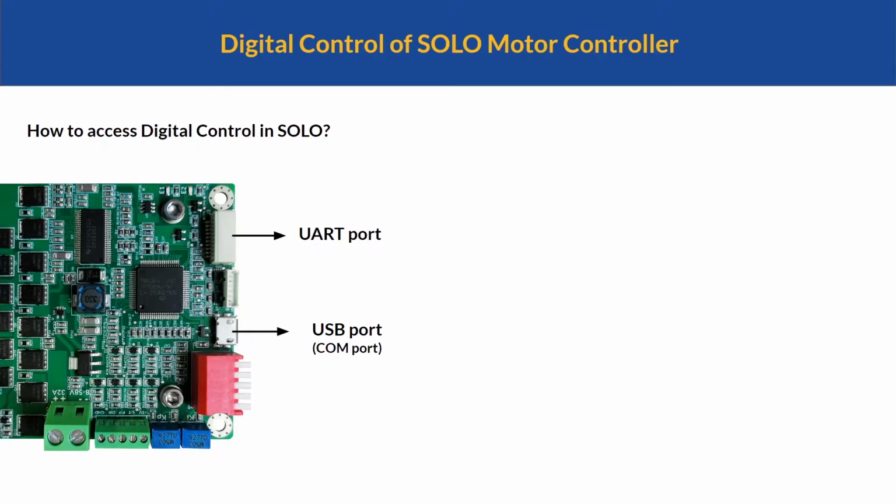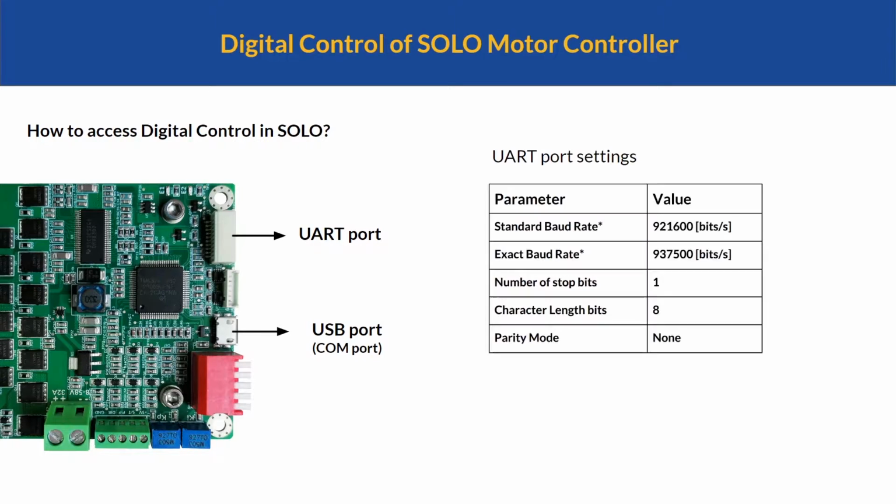As I said before, there are two ways of accessing the digital control in Solo. You can access it through the UART port, and you can access it through the USB port on the Solo, which will turn into a COM port on your PC. You can connect to these inputs and send your digital commands to Solo.